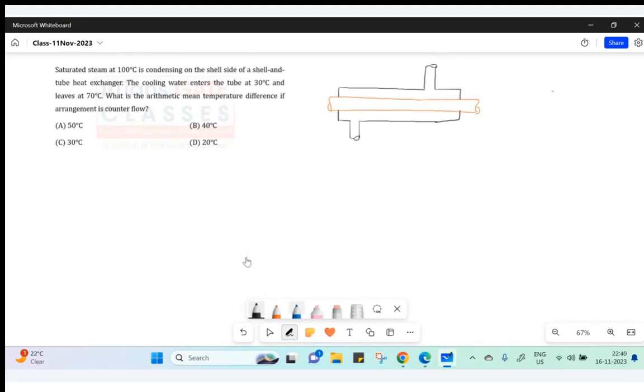See here. What is happening is, your steam is coming in. This steam is flowing in this direction, and finally the steam is coming out from here. And here your cold fluid is coming in and it is flowing like this. This is a counter flow heat exchanger arrangement. Now, it is mentioned as saturated steam at 100 degrees, and this steam is condensing. So this is a case of a condensing vapor scenario that I discussed.